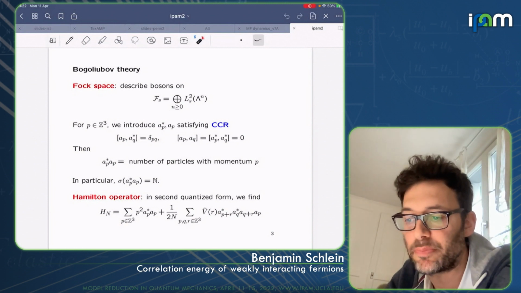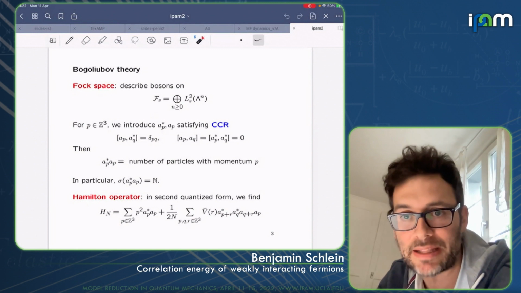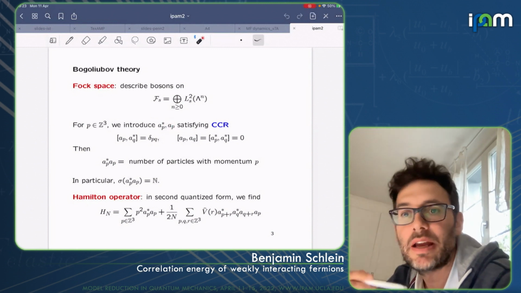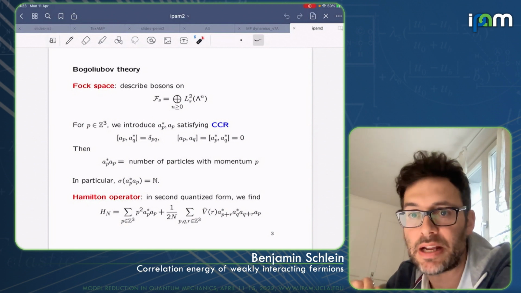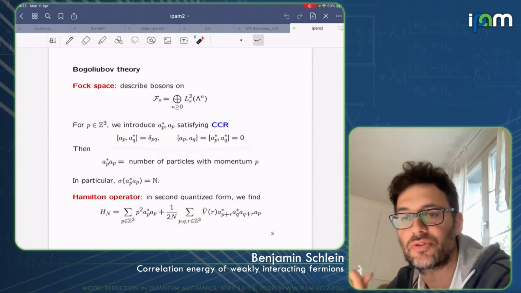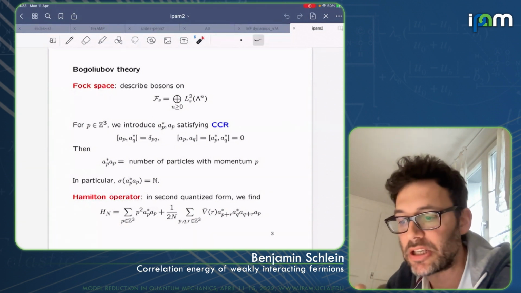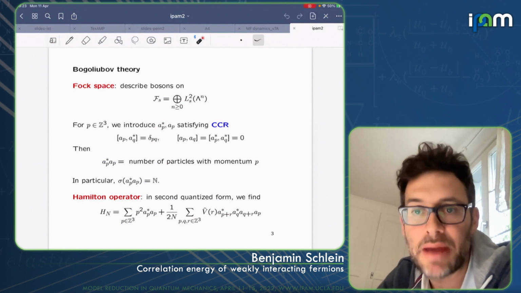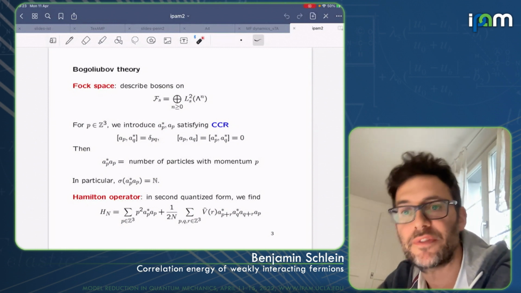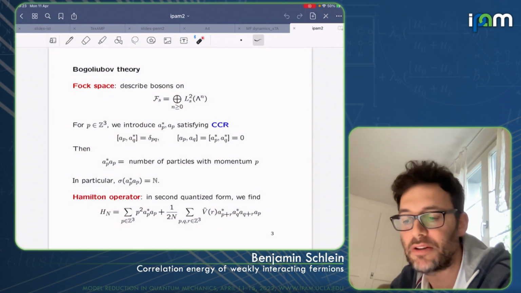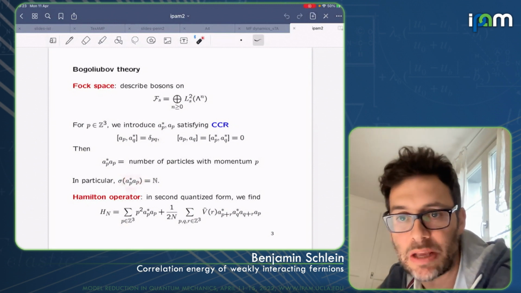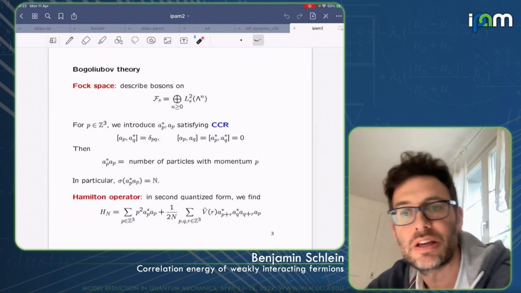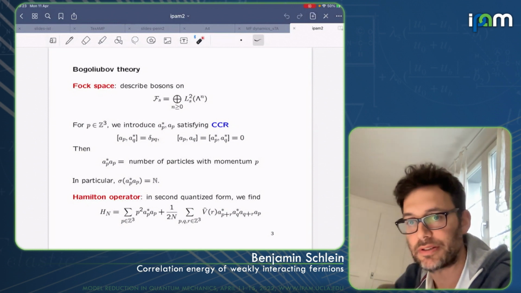We have a creation operator a*_p, which creates a particle with momentum p, and an annihilation operator a_p, which annihilates a particle. These operators satisfy the canonical commutation relations, which are these relations here. They are defined in such a way that if you multiply a*_p with a_p, the resulting operator measures the number of particles with momentum p. In particular, the spectrum of this combination a*_p a_p consists just of the natural numbers. These are the possible values of this number of particles operator.